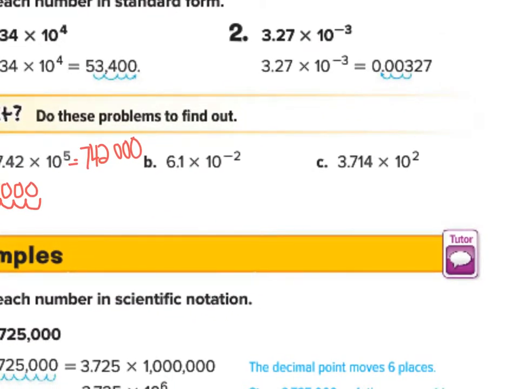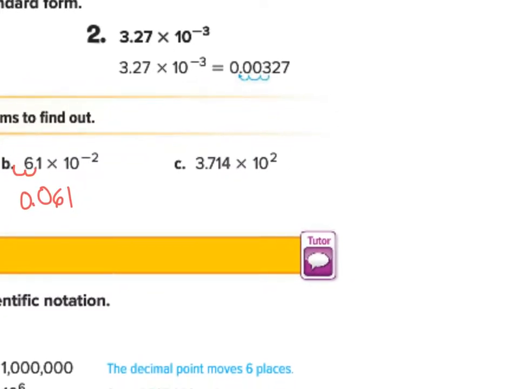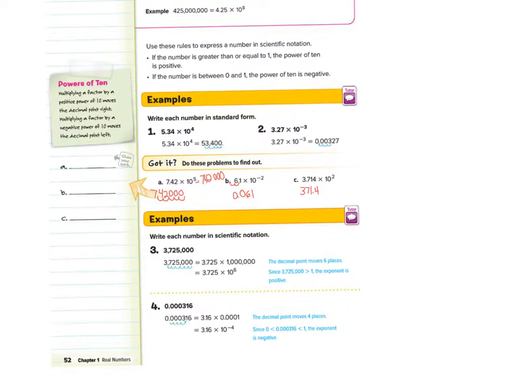Let's try B. Okay, now we have a negative exponent, which means it's going to move how many places to the left? 1, 2, right? So it would look like this. I could do here 1, 2. So it's going to look more like 0.061. Okay, and let's try C. It's going to move it 2 times, right, to the right. It's a positive exponent, so 1, 2. It's going to look more like 371.4.